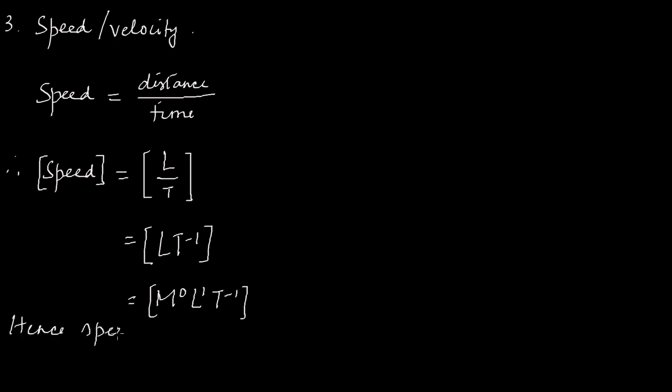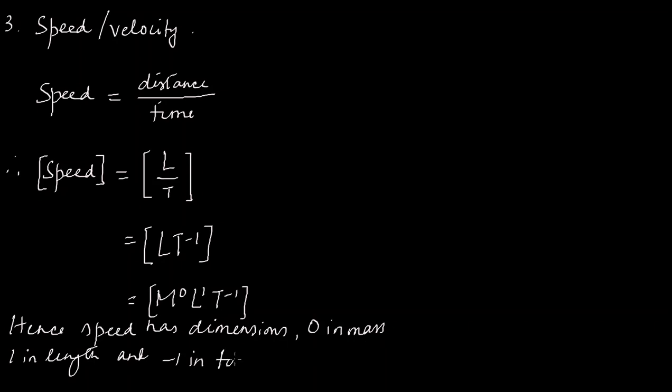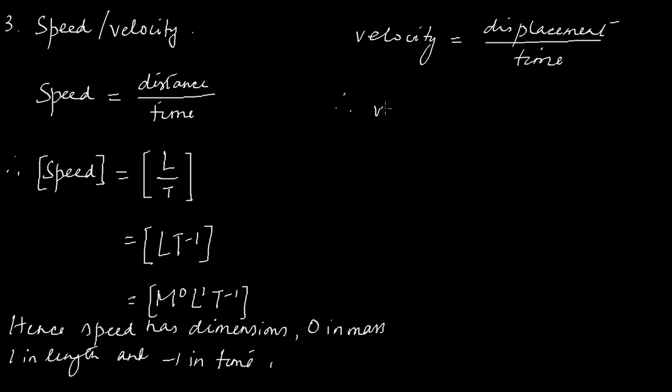Hence speed has dimensions 0 in mass, 1 in length, and minus 1 in time. What about velocity? Velocity is displacement by time.